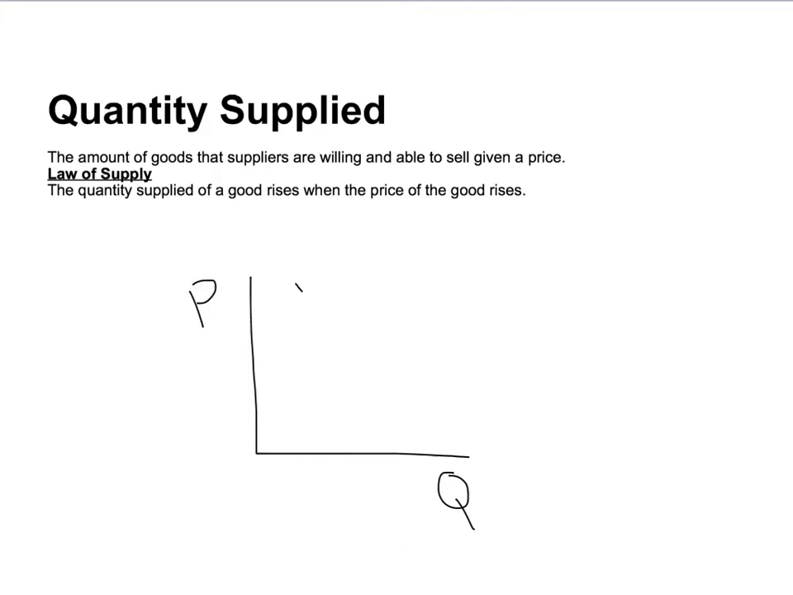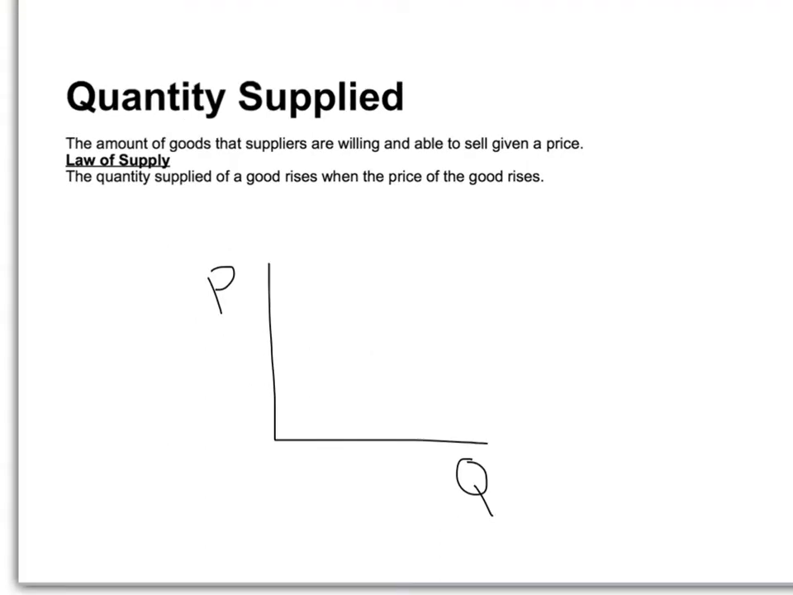So again, recall that demand was downward sloping, that inverse relationship between price and quantity. And supply then is upward sloping, saying that when the price of a good rises, the quantity supplied also is rising, because remember 0 is at our point of origin. So the farther to the right you get in quantity, the greater the number is.